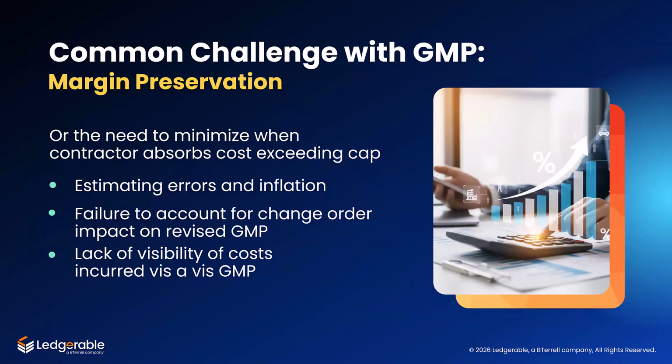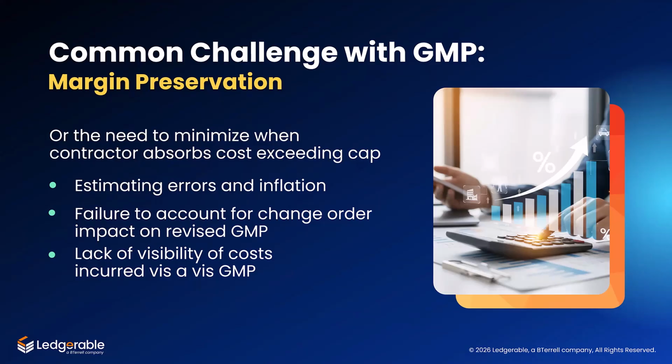There are some challenges and pitfalls for the contractor when managing GMP contracts. The primary challenge with GMP is not dissimilar to fixed fee contracts, and that is preserving margin. Challenges to margin come in a variety of ways. First, the contractor's costs are no longer protected when the cap is reached, so it becomes essential to manage cost effectively with buyout using purchasing controls or subcontracted bidding processes, etc.